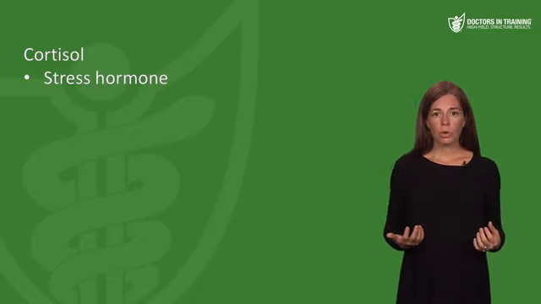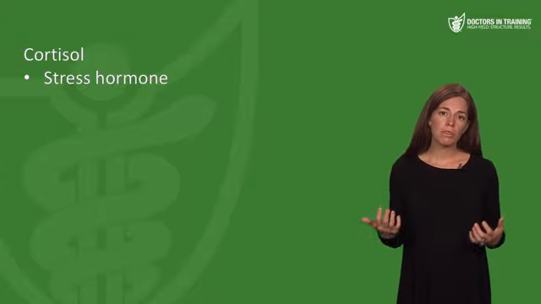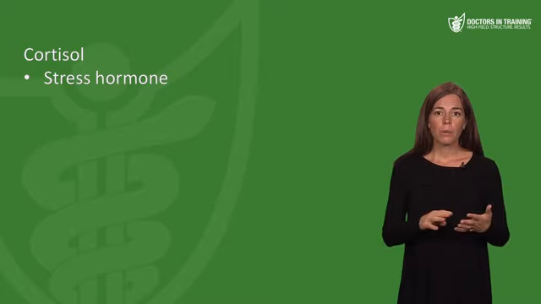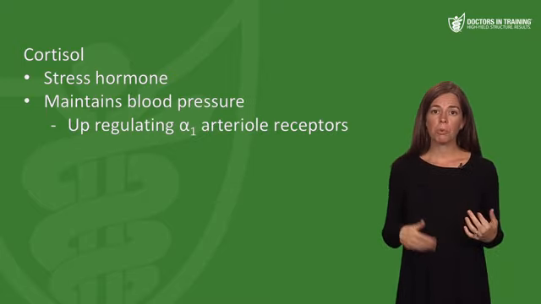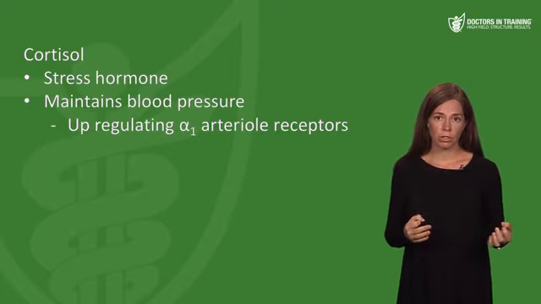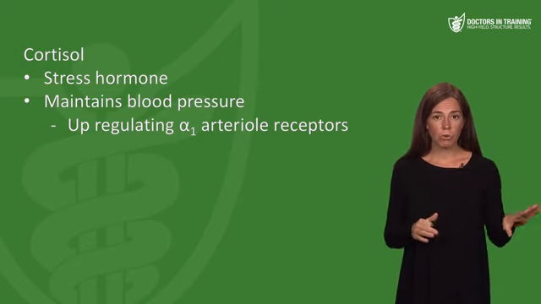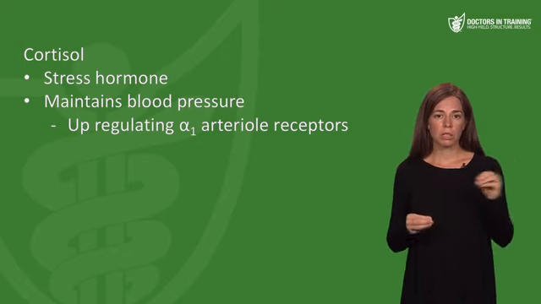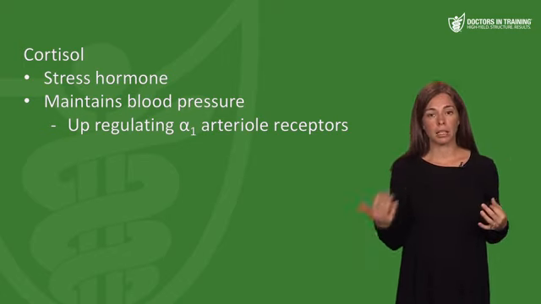Our bodies release cortisol in response to stress, and if you remember that, it can help you remember a lot of cortisol's effects. So cortisol helps to maintain the blood pressure by upregulating alpha-1 receptors in your arterioles. In Pharm Basics, you heard about alpha-1 receptors and how they cause vasoconstriction. But cortisol is not directly stimulating the receptor itself, it's upregulating the receptors.